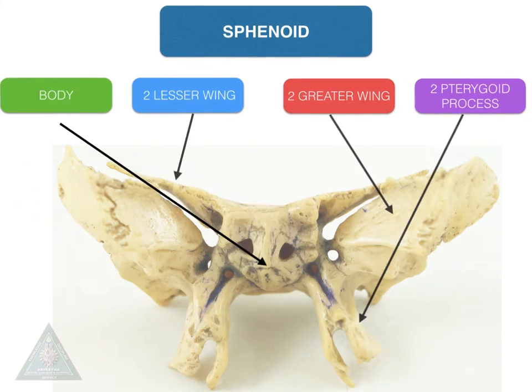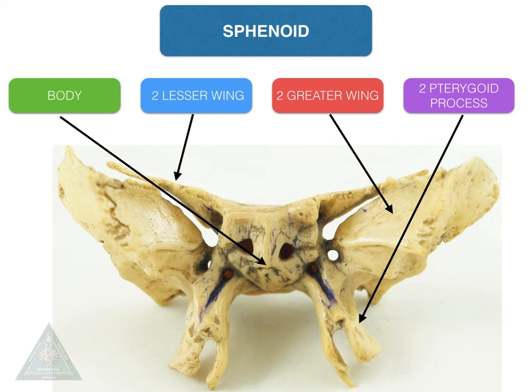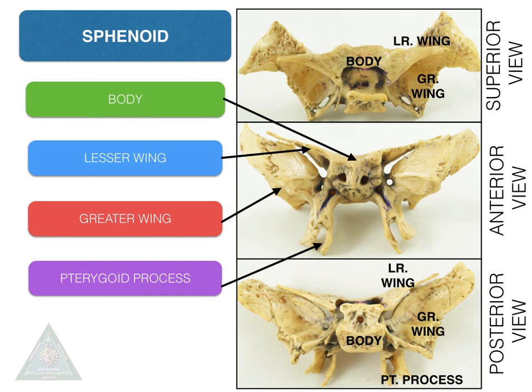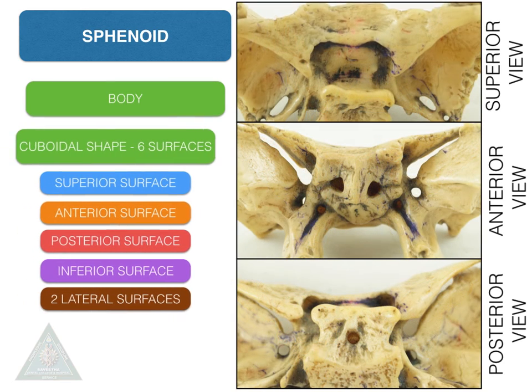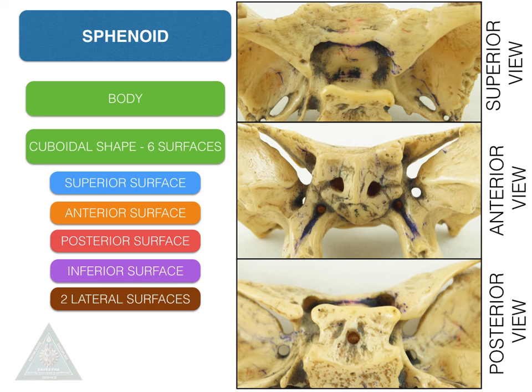The parts of a sphenoid are: it has got a body, two lesser wings, two greater wings, and two pterygoid processes. As you can see in the pictures, the various views of the sphenoid and the parts of it. Moving on to the body, it is cuboidal in shape. It has got 6 surfaces: superior, anterior, posterior, inferior, and 2 lateral surfaces.